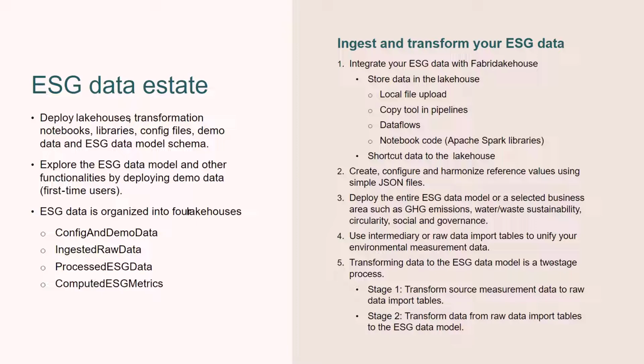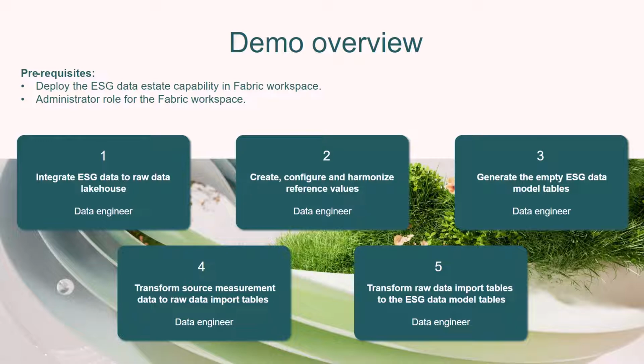In stage 1, the data is transformed into the intermediary raw data import tables, and in stage 2, the data is transformed from the raw data import tables to the target ESG data model tables. In this demo, we'll look at how ESG data can be ingested and transformed into the ESG data model. As a prerequisite, you need to have the ESG data estate capability already deployed and have administrator privileges to the Fabric workspace. We'll start the demo by integrating the ESG source data to the ingested raw data lakehouse.